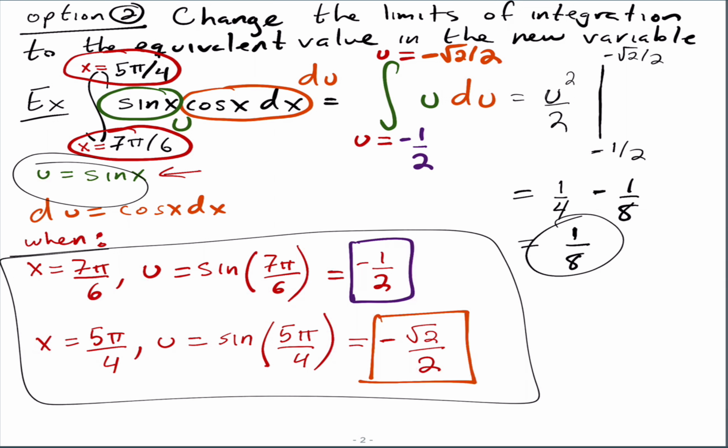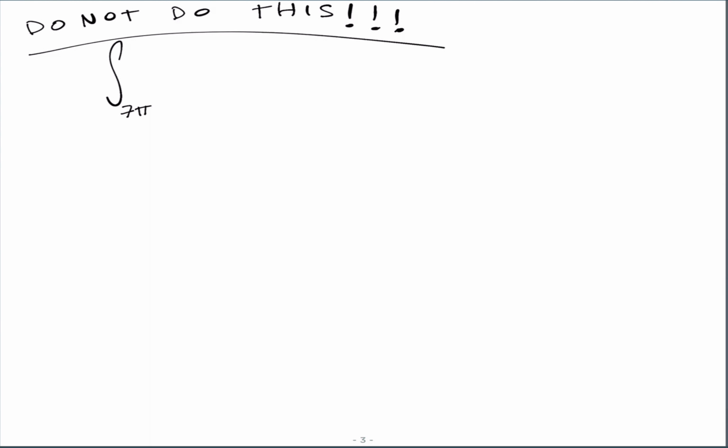The main thing, so neither of these is very difficult. The main thing you have to be careful about is not to mix them up, because often students will do funny things. For example, we'll have this. So don't do this. Do not do this. So like 7 pi over 6, 5 pi over 4. Every semester I get students telling me, I would never do that, and then they do it.